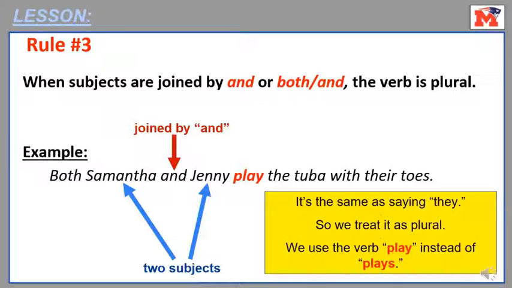So we use the word play instead of the verb plays. Plays would not make sense for two people. It would make sense for one person. So since there are two people, we say play. And that's how we apply rule number 3.